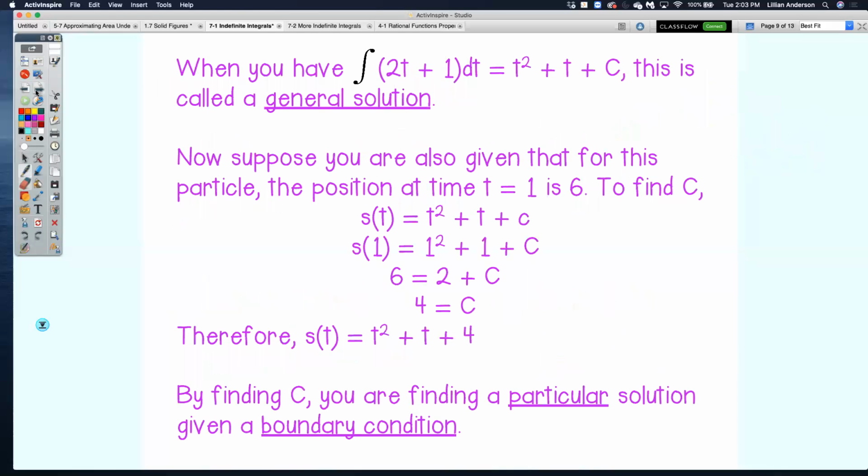Now, do realize that whenever you put a plus c at the end, you're finding a general solution. Because that constant changes the original function that you're finding the antiderivative of. So that's known as a general solution when you just take the antiderivative and put the plus c at the end. But let's say you're given some additional information about this particular function, such as the position at time t equals 1 is 6.